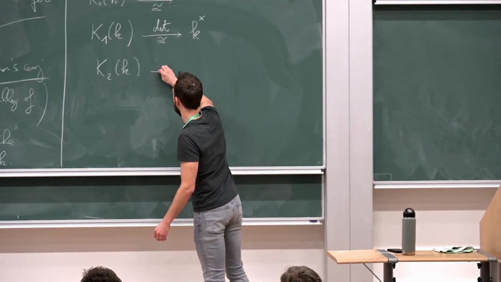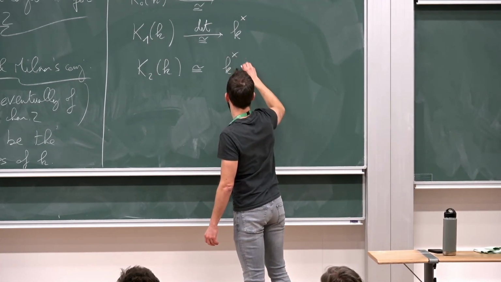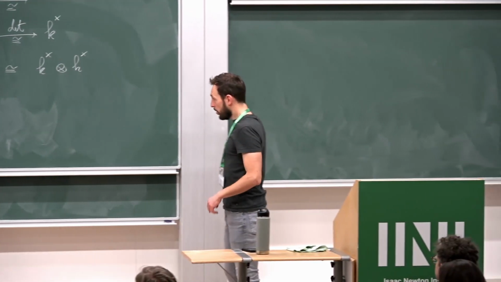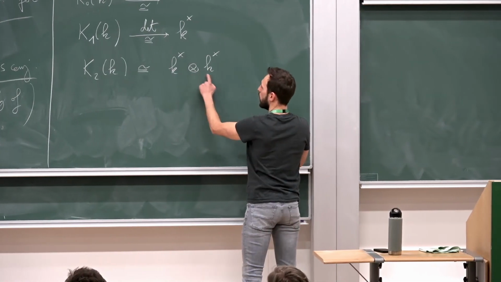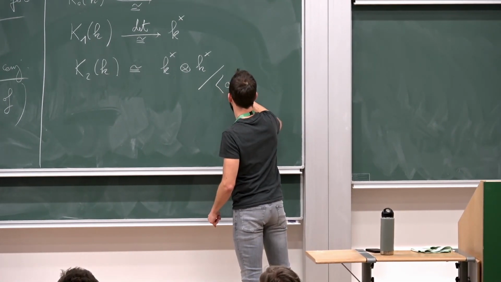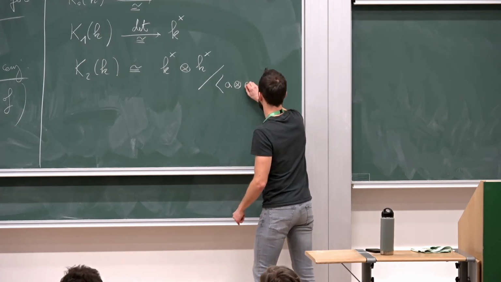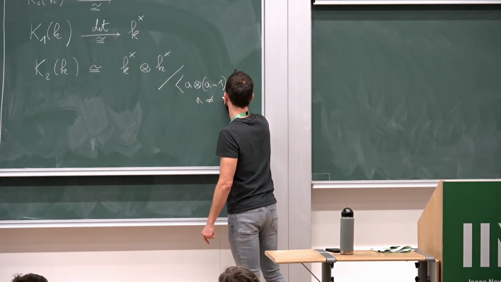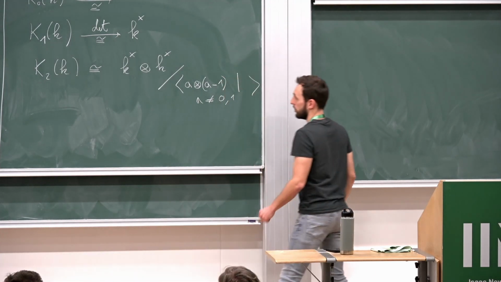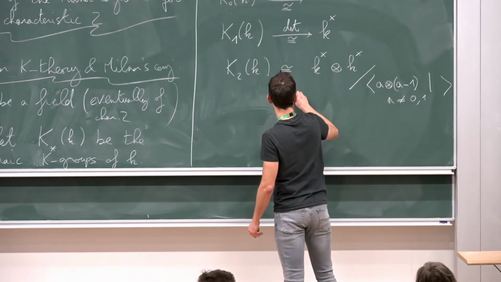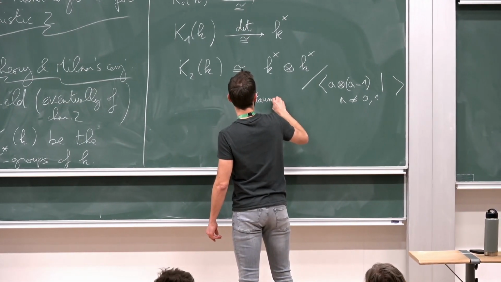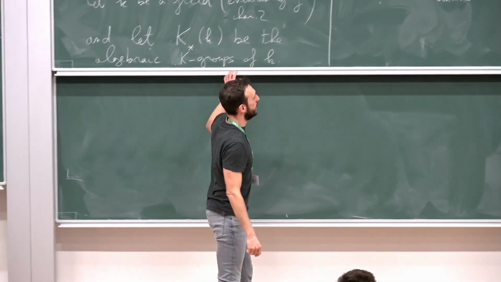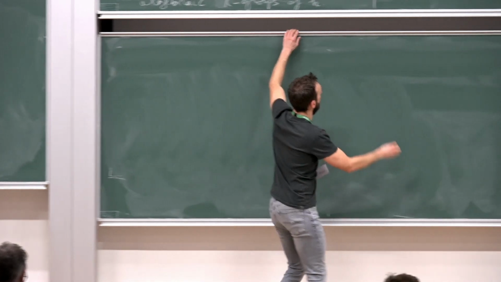It is a bit more complicated, but it's still describable, and it's a quotient of the tensor product of two copies of the units, modulo a relation that kills this quantity for a not equal to 0, 1. It is a theorem of Matsumoto. And then, there's a bit more we can say for maybe K3, but otherwise, that's it.